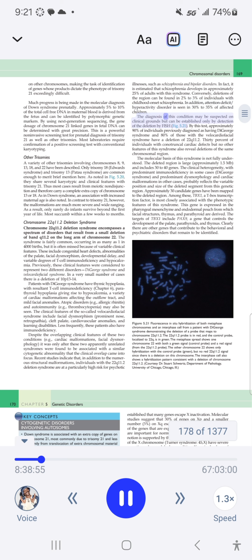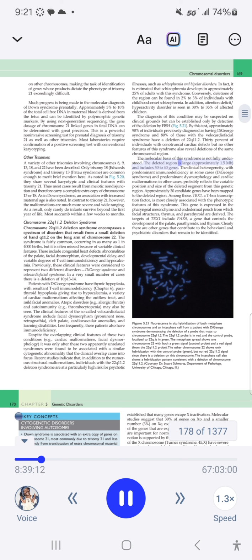The diagnosis of this condition may be suspected on clinical grounds, but can be established only by detection of the deletion by FISH (figure 5.21). By this test, approximately 90% of individuals previously diagnosed as having DiGeorge syndrome and 80% of those with velocardiofacial syndrome have a deletion of 22q11.2. 30% of individuals with conotruncal cardiac defects but no other features of this syndrome also reveal deletions of the same chromosomal region. The molecular basis of this syndrome is not fully understood.